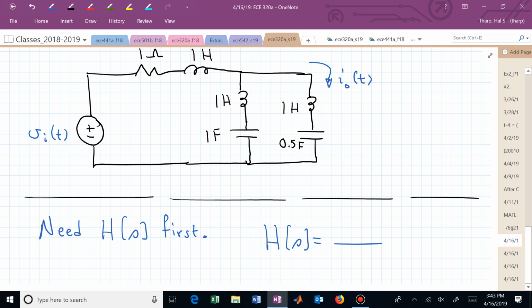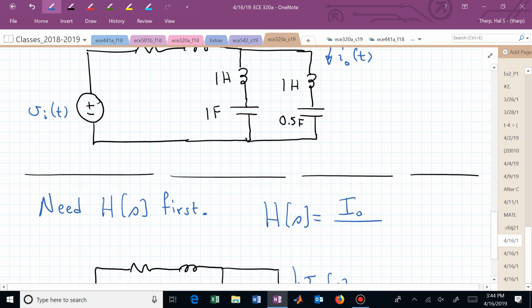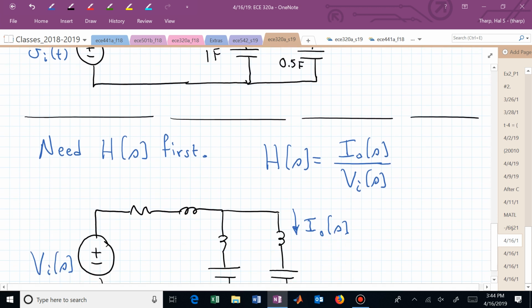And what is H? If it's a transfer function between the input v_I and the output i_0, which one goes where in the transfer function? The output's on top, the input's on the bottom. So that if you hit this transfer function, H(s), with the input, v_I, you'll get the output, i_0, out. That's a way to sort of check your work if you don't want to try to remember output over input relative to the transfer function.